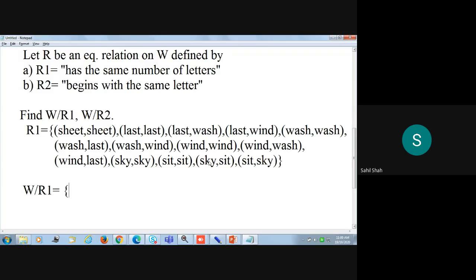So what is the formula? Look, to whom these elements are related. I am observing that this one is related with itself only. So this will be a separate block, comma. The last is related with wash as well as wind. So you are going to have this partition, comma. Any other partition? You will have a partition in between sit and sky. Am I clear?